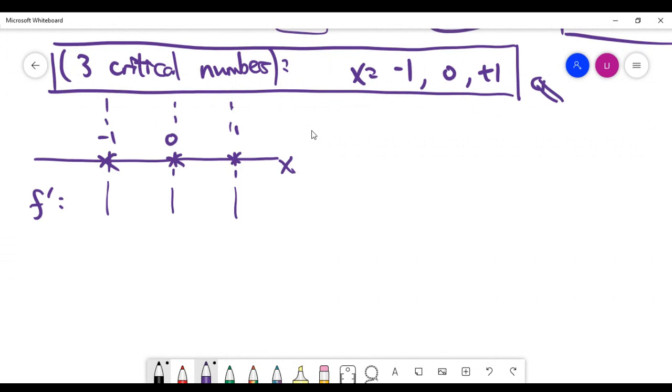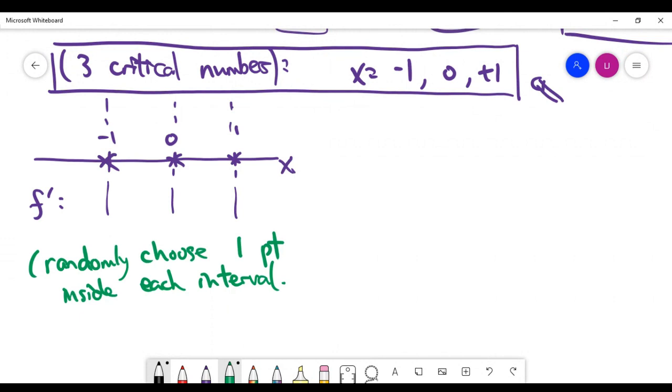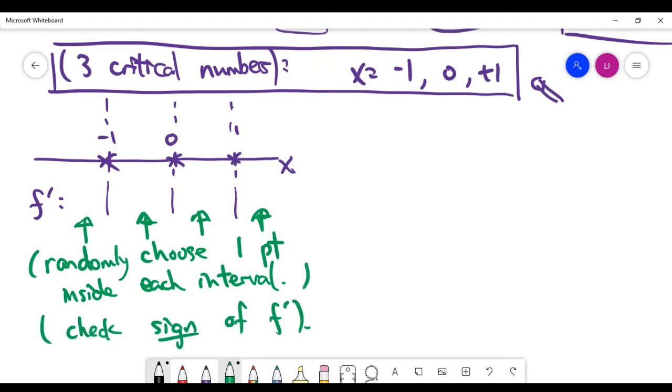And what you need to do on this table is that you need to randomly choose some points in each interval. By interval, I mean, please look at the problem now. The whole x-axis is cut off into 4 different parts, and we can call it 4 intervals now. And for each of these intervals, you need to randomly pick one value, and the value itself doesn't matter because we just need to check the sign of f prime. The sign of f prime does not rely on the point you choose in each interval.